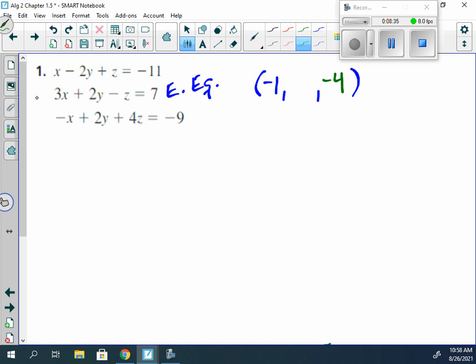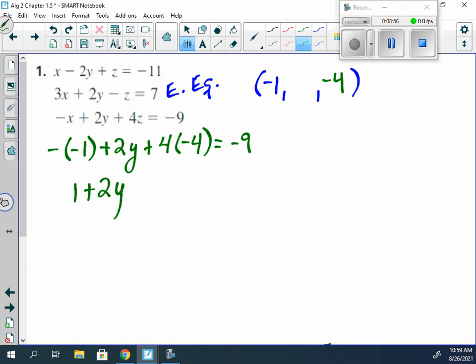So we can use the bottom one. So x is negative 1. So we have negative 1 plus 2y plus 4 times negative 4 is equal to negative 9. And now we just need to solve for the value of y. Well, our negative 1 is just going to be negative 1 plus 2y. 4 times negative 4 would be negative 16, is equal to negative 9.